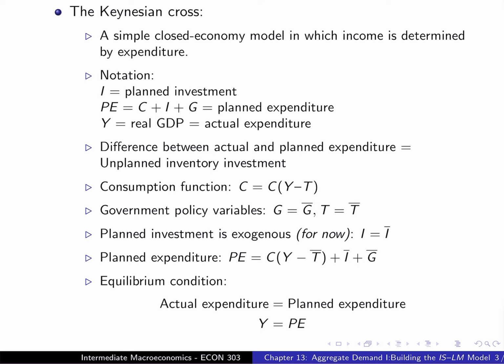Let's review these graphs. The top left graph shows the relationship between income Y and planned expenditure PE. The equation of the line is PE equals consumption, a function of Y minus T bar, plus I bar plus G bar. The line is upward sloping because as income rises, consumption rises. The slope of the line is the marginal propensity to consume, MPC, equals delta C over delta Y. For every extra dollar of income, only a fraction, the MPC, is spent.